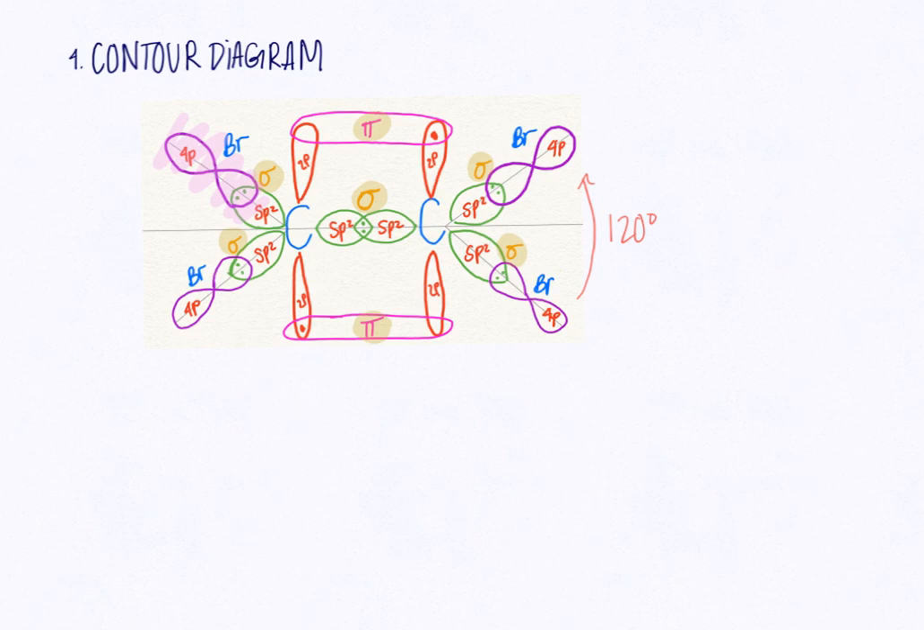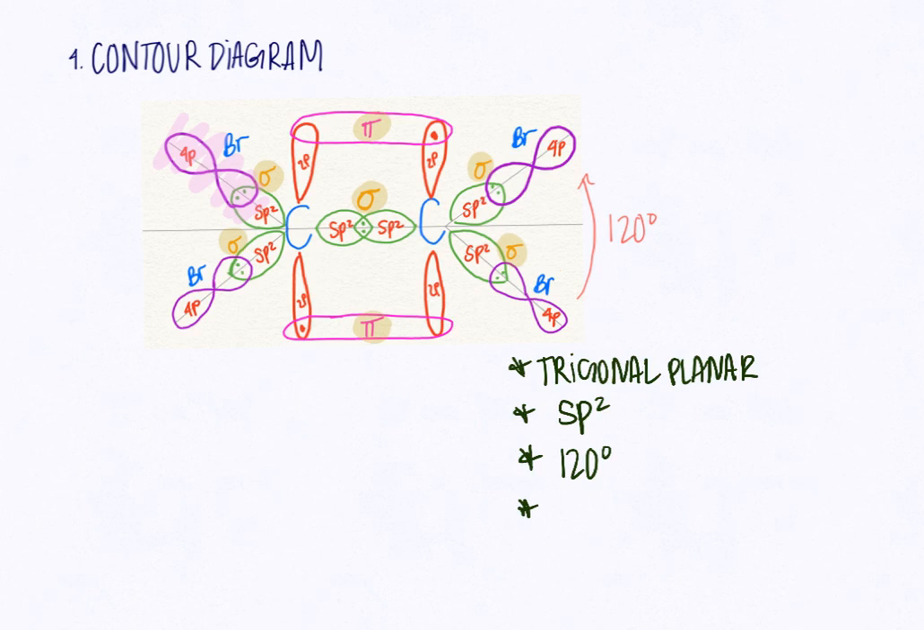To sum this up, we now know that this molecule is trigonal planar for both the electron and molecular geometry. Its hybrid orbital is sp2, and its bond angle is 120 degrees, and there is a sigma bond between carbon and carbon, and a pi bond between carbon and carbon, and as well a sigma bond between each of the carbon and bromine.